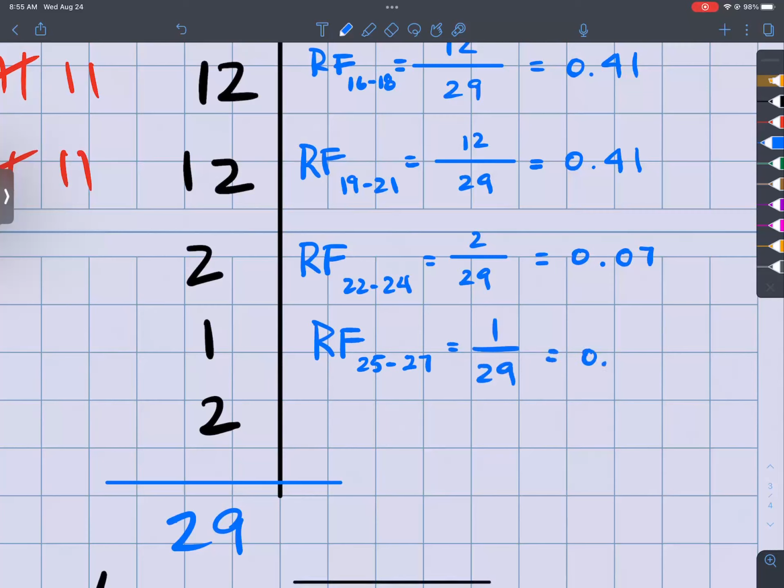Is it 0.4? No, 3. It was 3.4, isn't it? Is it 3.4? So I should just leave it at 0.3. There we go.